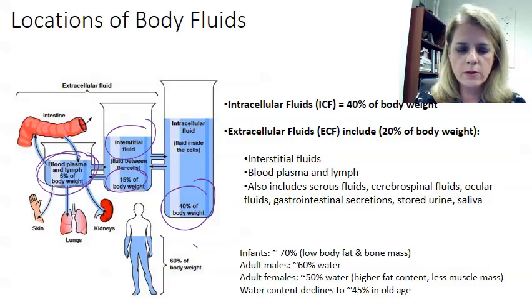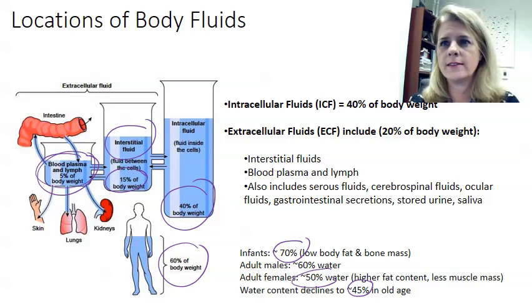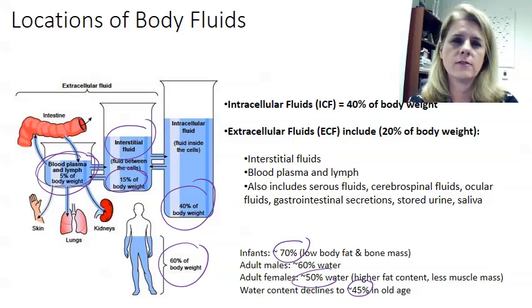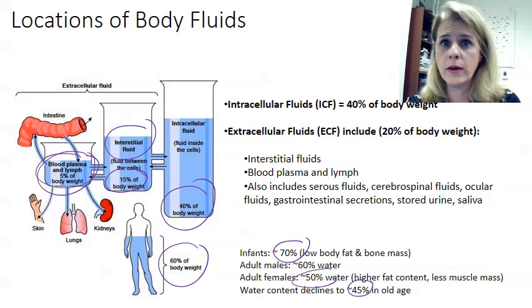When you think about how much of your body weight is made up of water, that can change based on your age and your gender. Infants are about 70% water. That's because they have low body fat and low bone mass. Females are about 50% water with a higher fat content and less muscle mass. And as you get older and you lose muscle mass, your percent water actually goes down. You may have noticed someone that's old, their skin always seems kind of dry. They actually have less water in their body, so less of their body weight is due to water.